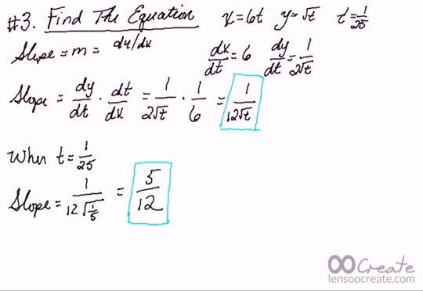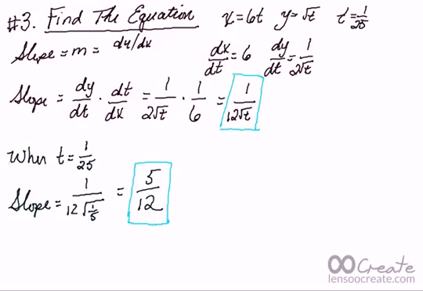So I did number 3 of the homework on 11.2. The question was to find an equation for the line tangent to the curve at the point defined by the given value of t. Also find the value of d2y over dx squared at this point. So we're given x equals 6t, and y is equal to the square root of t when t is equal to 1 over 25.